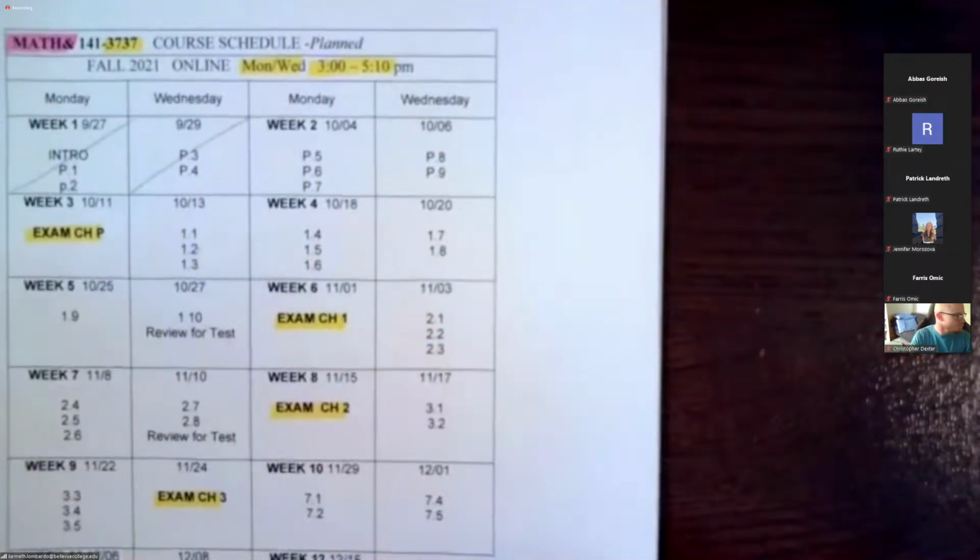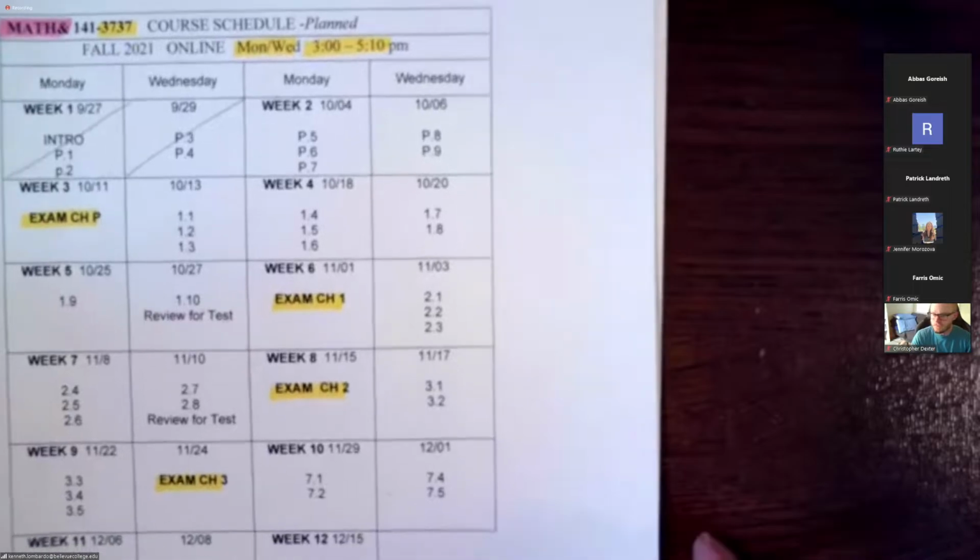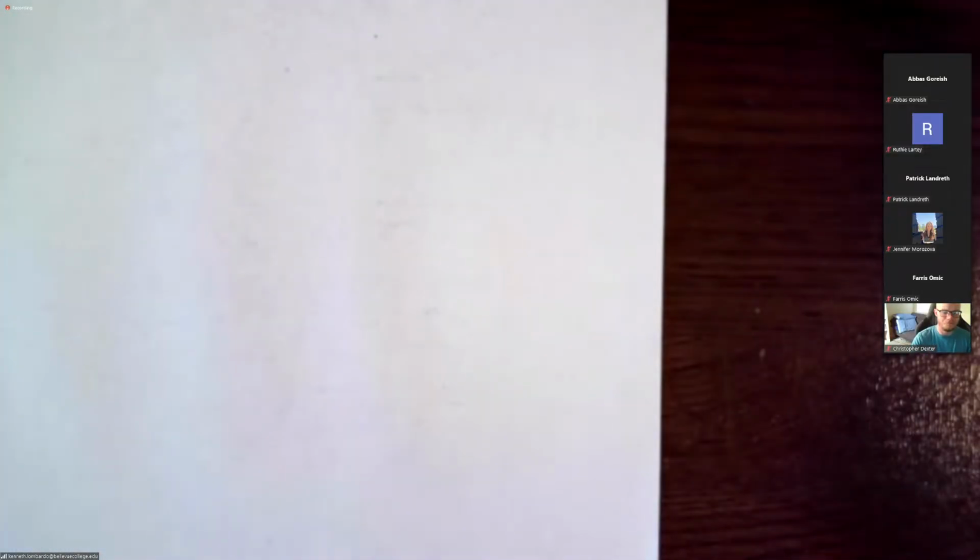Okay. The plan today is to cover sections P.5, P.6, and P.7. So let's go ahead and get that work here. P.5 talks about factoring polynomials.